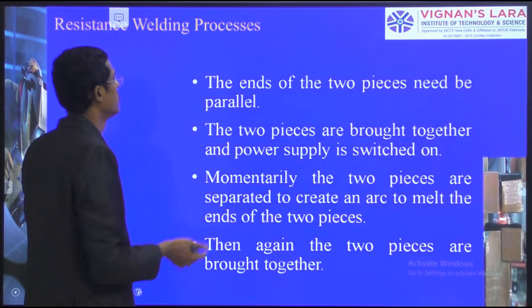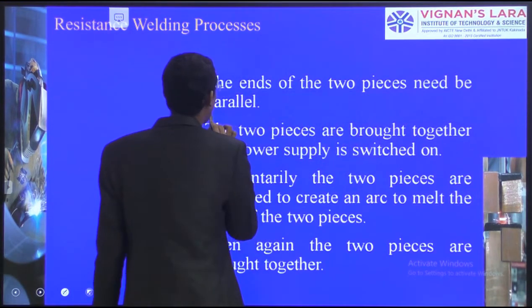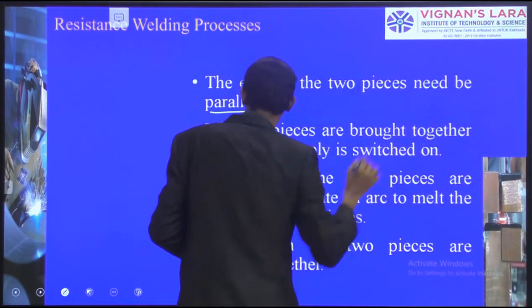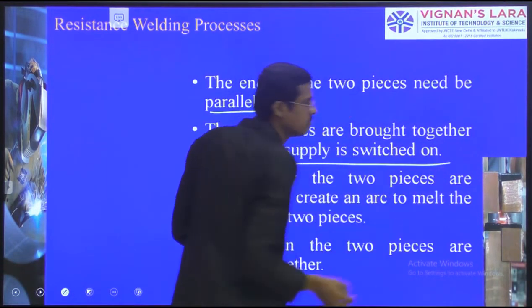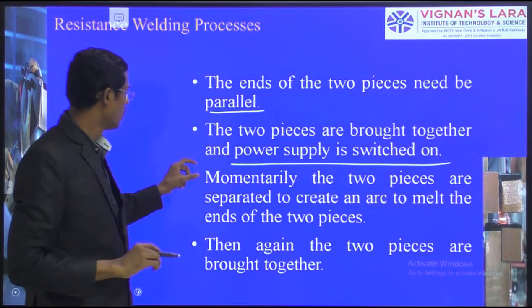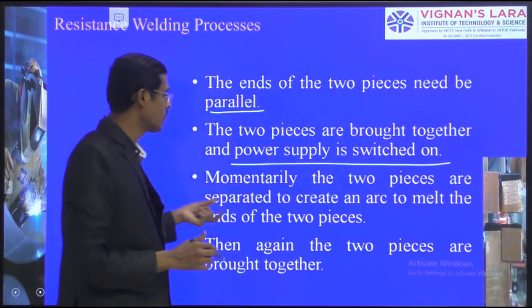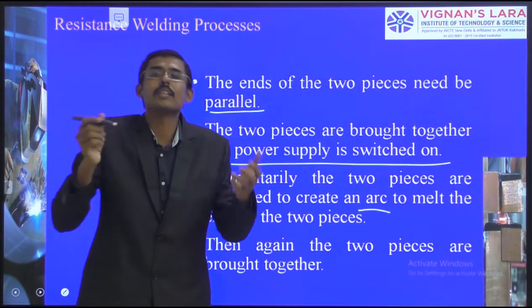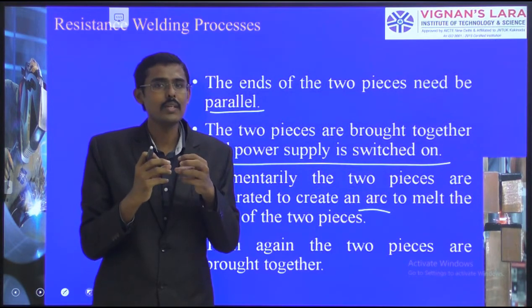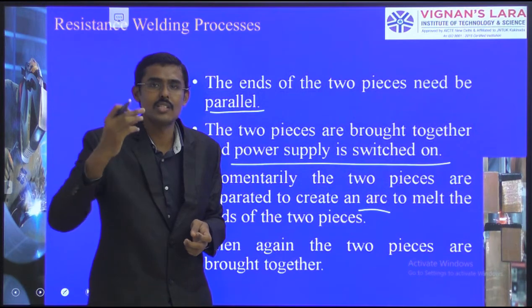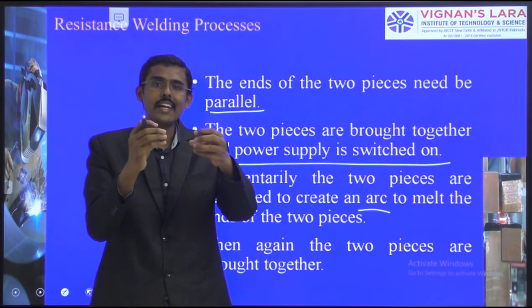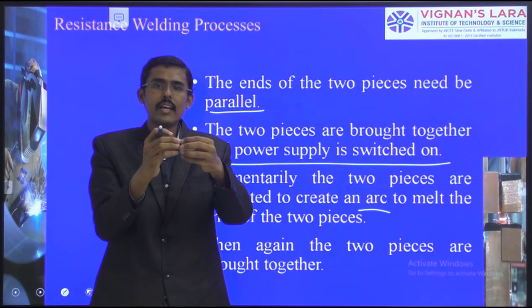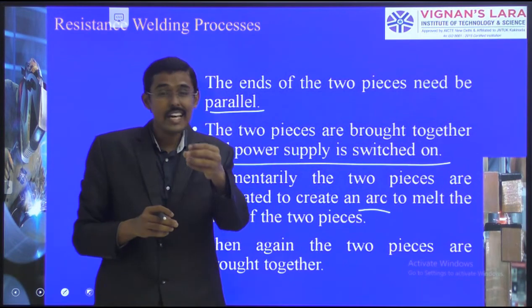Therefore the ends of the two pieces need to be parallel. We have kept them parallel, butt to butt. The two pieces are brought together and the power supply is switched on. Momentarily the two pieces are separated to create an arc. Like an arc welding process, we are using the touch method. The arc is generated between these two because the closing of the electrical circuit generates a short circuit. We have to maintain that for the generation of the arc, the generation of heat, and the heat makes the welding. That concept we know, and we are doing it here.